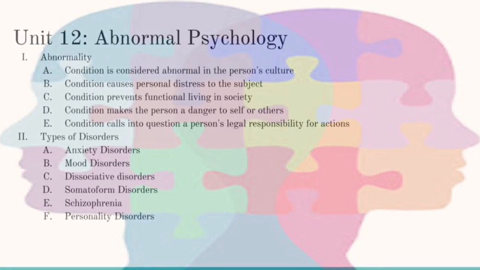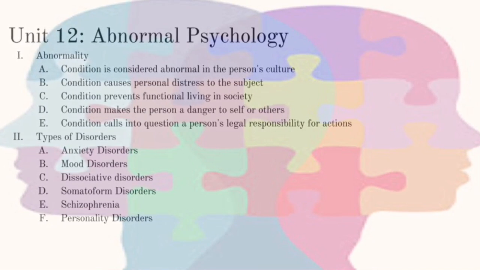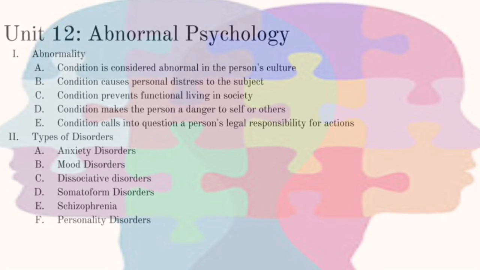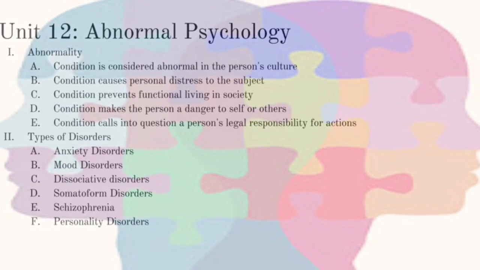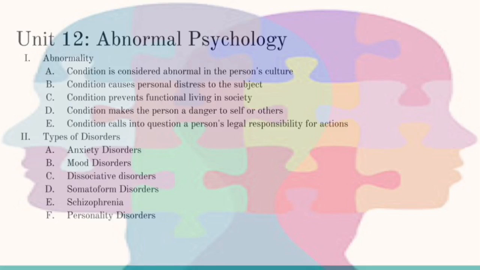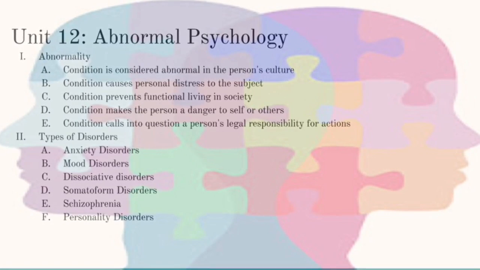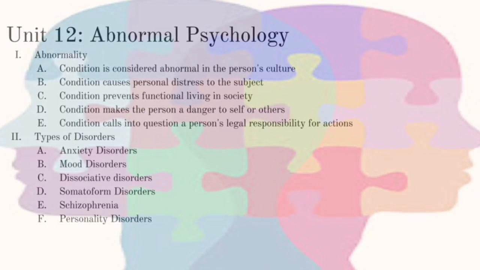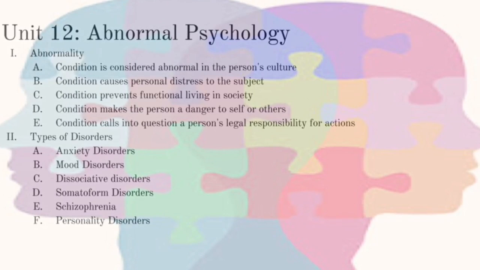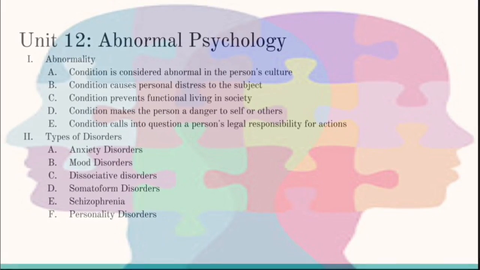Unit 12, Abnormal Psychology. There are 5 ways to define abnormality. The condition is considered abnormal in the person's culture. The condition causes personal distress to the subject. The condition prevents functional living in society. The condition makes the person a danger to themselves or others. The condition calls into question a person's legal responsibility for actions.